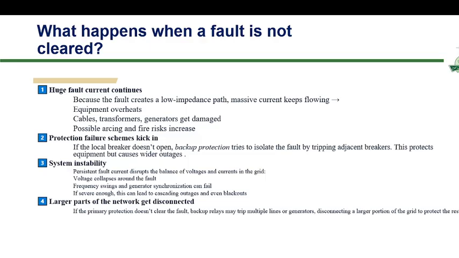However, the continued presence of the fault current can lead to system instability, disrupting the balance of voltage and current and causing voltage dips and frequency deviations. In several cases, this instability can escalate into cascading outages or even widespread blackouts. Ultimately, if the fault remains unresolved, additional parts of the network may be disconnected as a protective measure, isolating larger sections of the grid to safeguard the overall system.